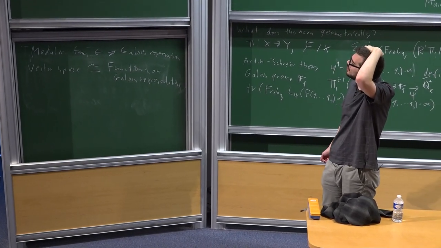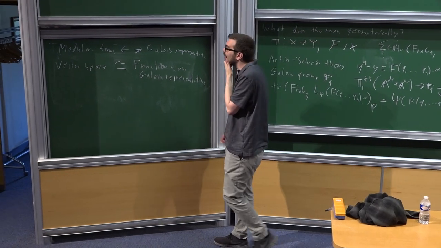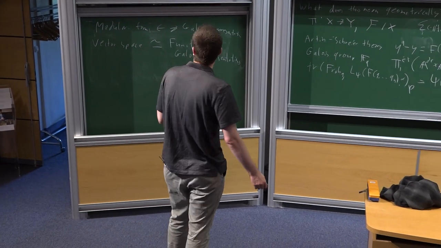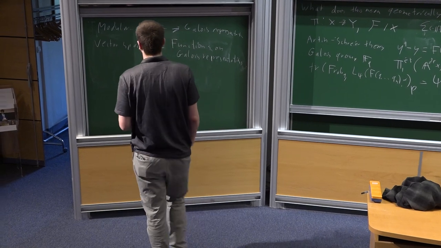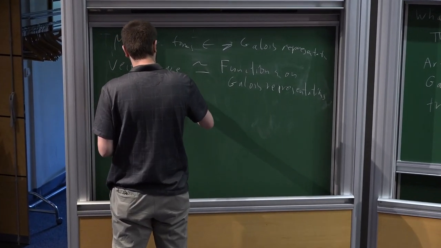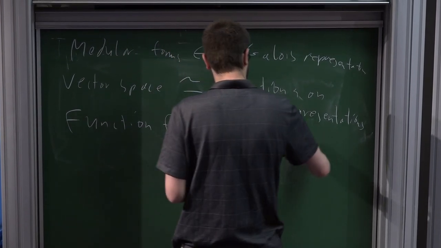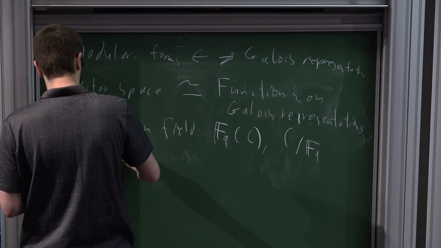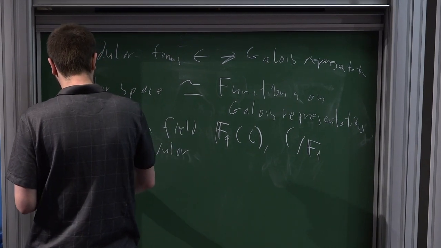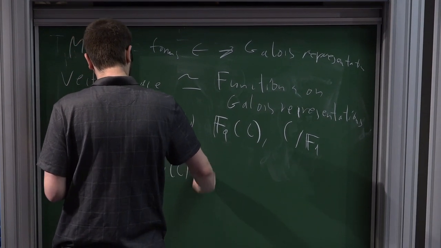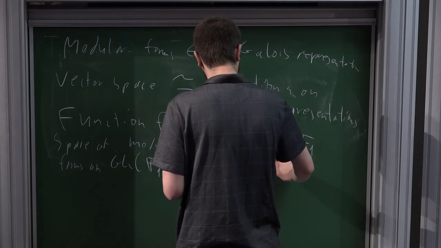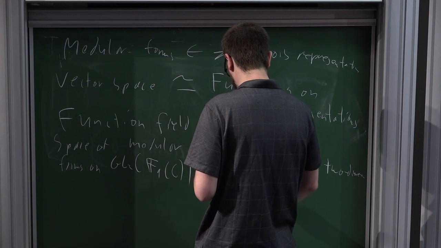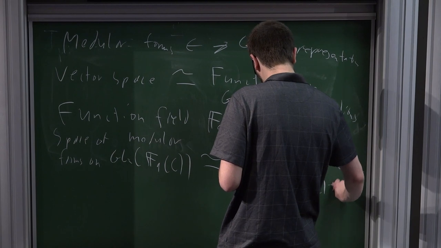So a lot of cases of this conjecture are known over the integers, but over function fields, even more progress has been made, in particular for the analog of classical modular forms. So in function fields, the field F_q(C), C an algebraic curve over F_q, there should be an isomorphism between a space of modular forms on GL2 of F_q(C), and then a space of functions on two-dimensional Galois representations from the Galois group of F_q(C) to GL2.